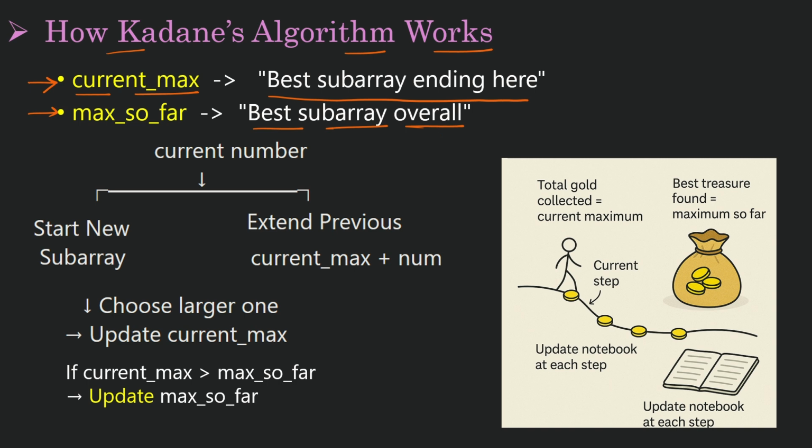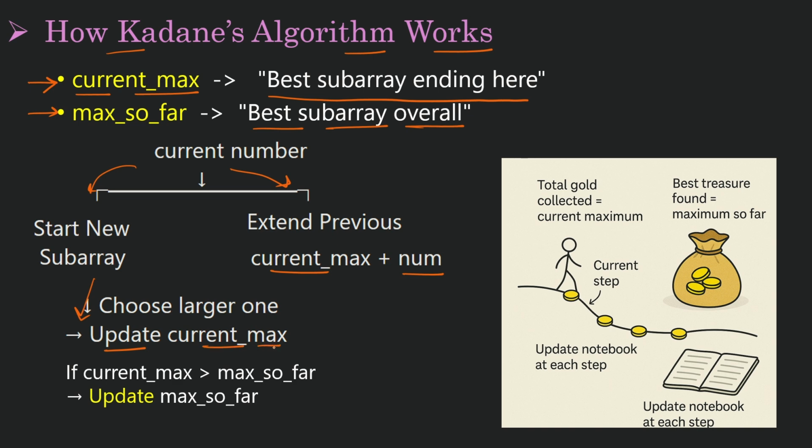Here's the step-by-step process. Start with the first number in the array and set both the current maximum and the maximum so far to that number. This assumes that, with only one number, it's the best subarray so far. Then, for each number after that, make a decision. Should you start a new subarray with just the current number or add the current number to the subarray you were building before? To decide, calculate two options: the current number by itself or the previous current maximum plus the current number. Choose whichever is larger and update the current maximum to that value.